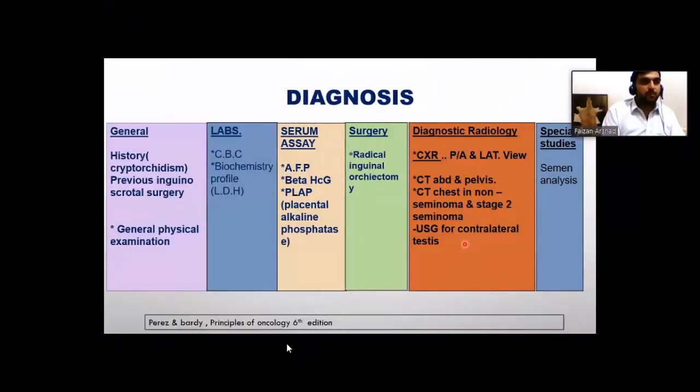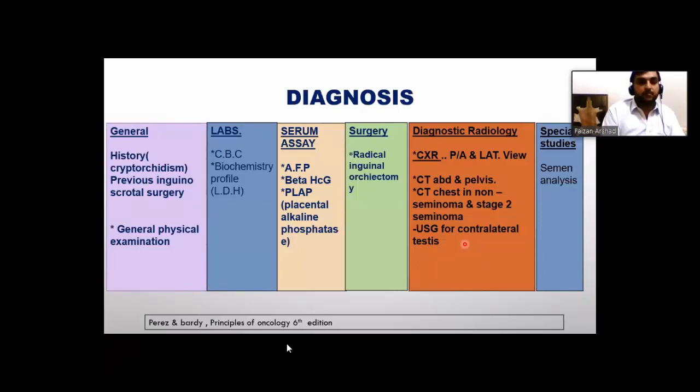So, diagnosis: how do we make the diagnosis? Generally by history of cryptorchidism or previous inguinal-scrotal surgery, general physical examination, and with the help of labs: CBC or biochemistry profile, serum assays, which are the tumor markers alpha-fetoprotein, beta-HCG, and placental alkaline phosphatase. For surgery, we do radical inguinal orchiectomy. For diagnostic radiology: chest X-ray, PA and lateral view, CT abdomen and pelvis, and ultrasound for the contralateral testes. For special studies, we do semen analysis.